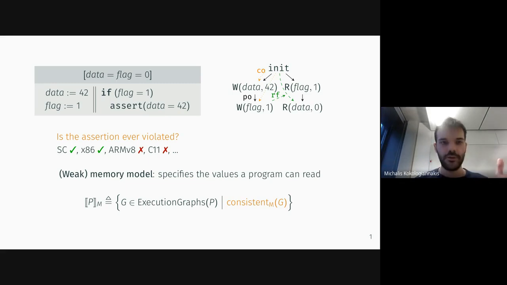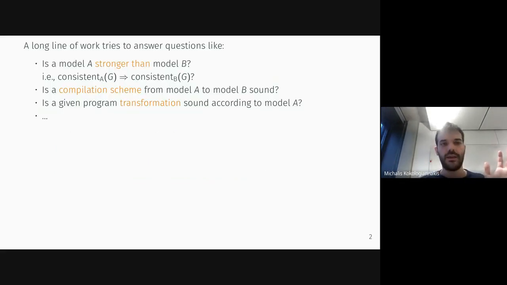Now, during the past few years, there has been a very long line of work that tries to answer memory model meta-theoretical questions, like, is a model A stronger than a model B? So for example, if I have that a graph G is consistent under A, does this imply that the same graph G is consistent under B? Or is a compilation scheme from a model A to a model B sound? Or is a given program transformation sound according to a given model? And so on. Now, these questions are not really easy to answer. And in fact, they have been proven quite error-prone.